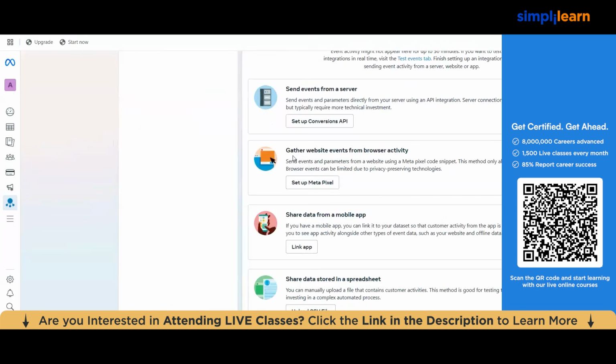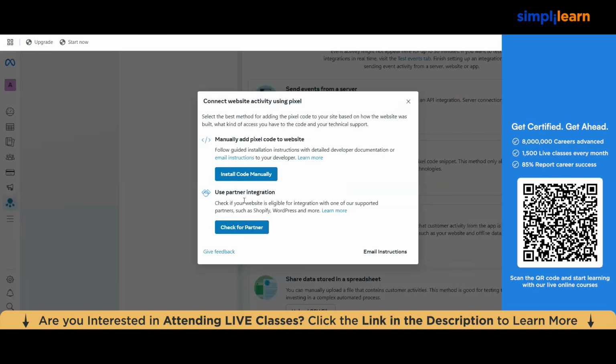Among this, you will find something like Gather website events from browser activity: send events and parameters from a website using a Meta Pixel code snippet. This method only allows website events to be sent. Browser events can be limited due to privacy-preserving technologies. So what I have to do is set up the Meta Pixel, and then there are two options.